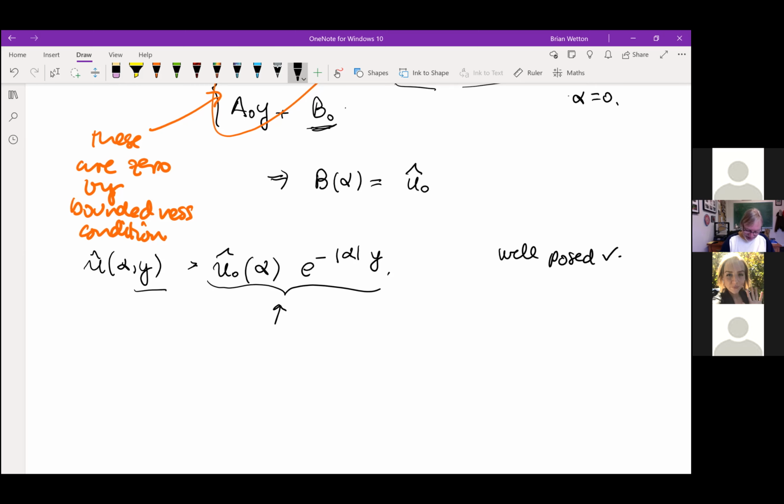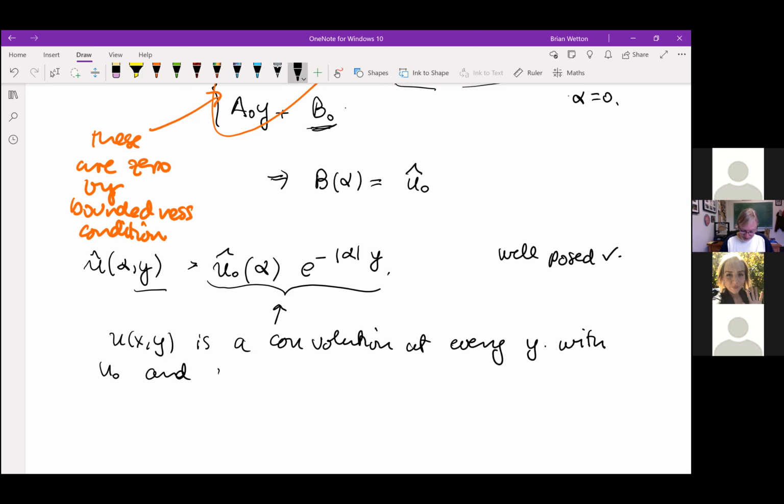So that means u of x and y, so this is u as a function of x at a given y, is a convolution at every y with the initial data and a function g. And the only thing we know about g so far is that its transform is e to the minus alpha y, with alpha with an absolute value.